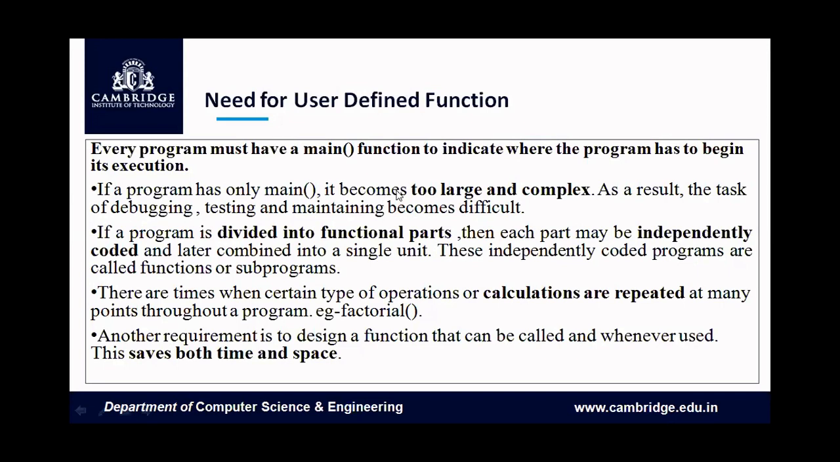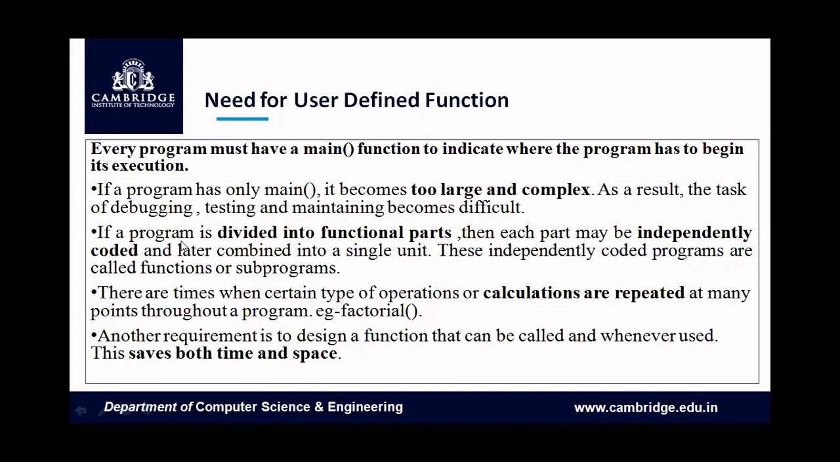So what will happen? It becomes too large and complex. As a result, the task of debugging, that means correcting mistakes, testing, checking for the mistakes, and maintaining becomes very difficult. So what is the first thing? If you have only one main function and you want to write a large and complex program, then debugging, testing, and maintaining will be very difficult. So to avoid this problem, we need user-defined function.